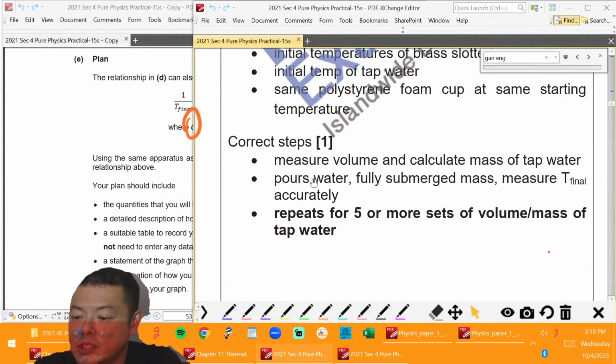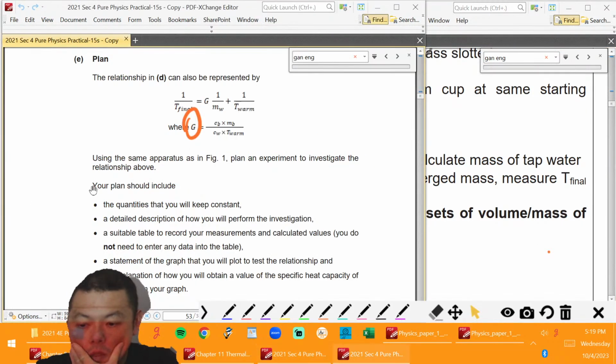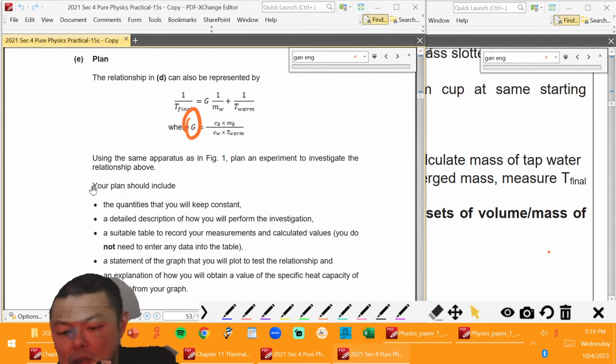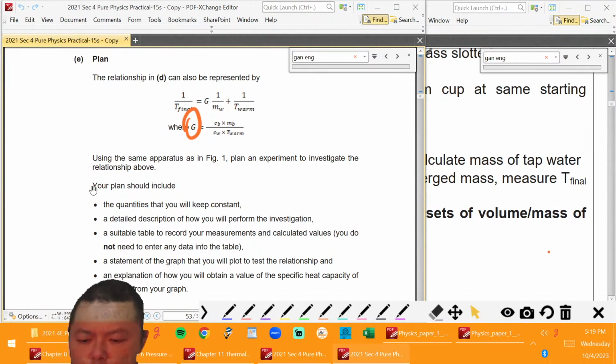So you would change different amounts of water, right? Measure the volume, calculate the mass of tap water. Place the water, fully submerge the mass, right? Measure T final accurately, right? Repeat for 5 or more sets of different volumes or masses of water. Okay? So you would use different volumes. But how would you describe how you change the mass of water?